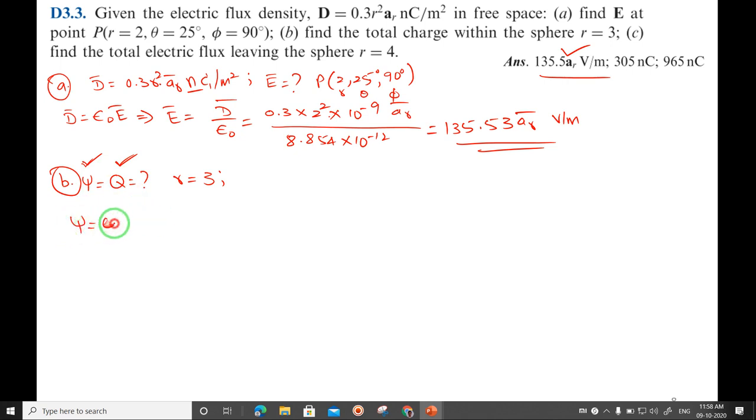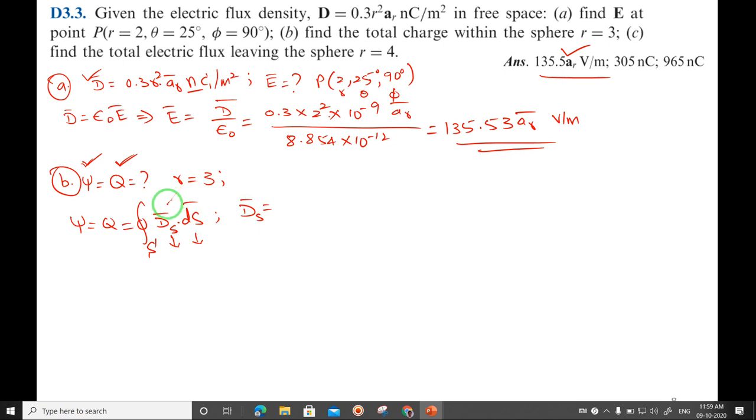Psi is equal to Q and they are given D. D is given. So it is equal to closed surface integral of D dot dS. I can write this simply as D vector, but dS indicates the electric flux lines crossing the given closed surface. Once we know what is D and what is dS, then the problem is left with only integration. So first we'll write what is D.